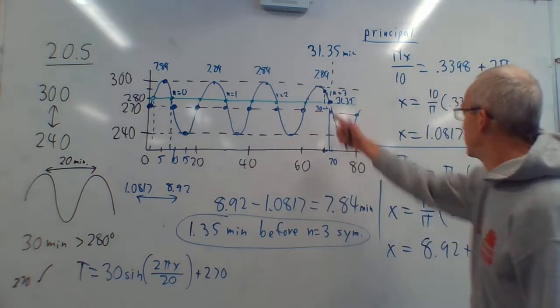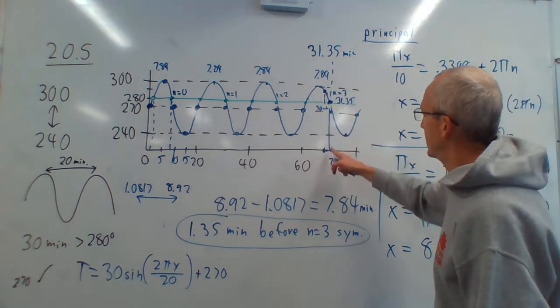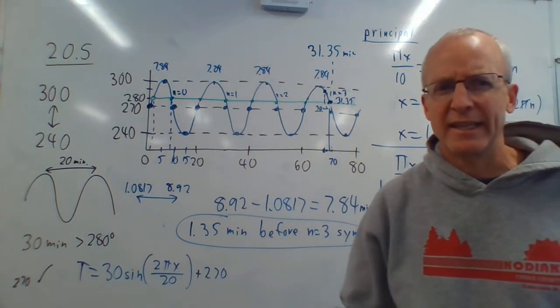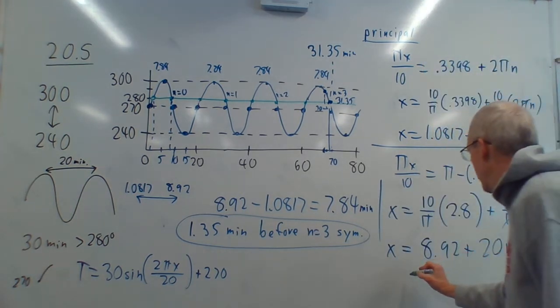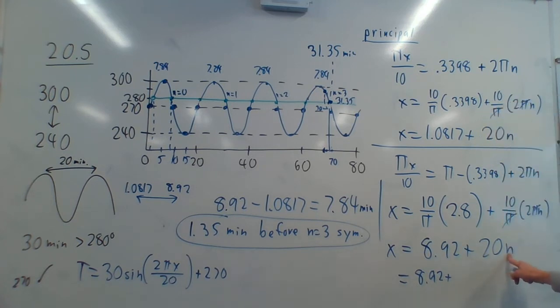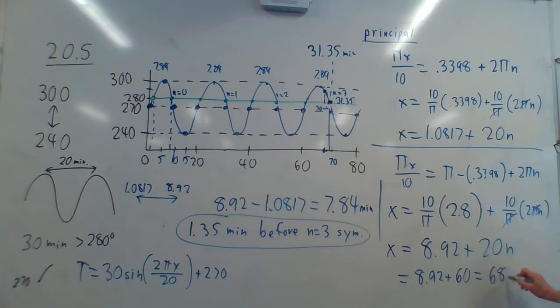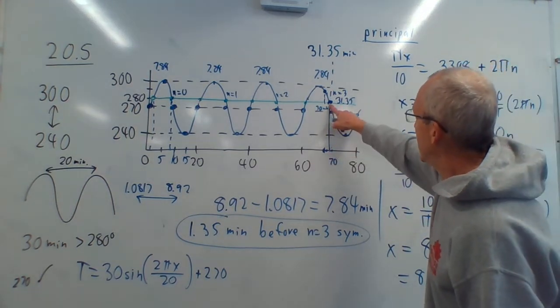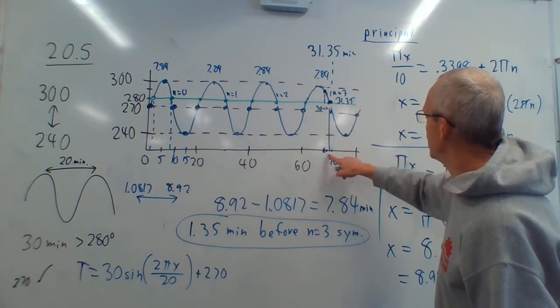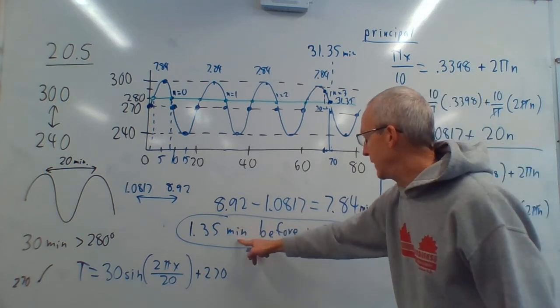So where is that? But we have a formula for that. This is a symmetry solution when n equals 3. We know it's going to be a little less than 70. We better get like 68 or something. So let's try it out. This is 8.92 plus n equals 3. Oh, that's easy math. That's just plus 60, which is 68.92 minutes. So that symmetry point is 68.92 minutes. We want to be 1.35 earlier than that.